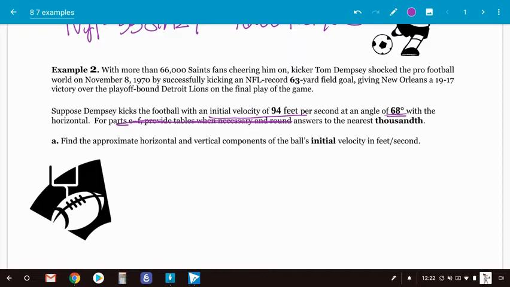So then it says provide tables. We're not going to provide tables. I can show you how to make tables on your calculator, I just don't usually use them. So it says find the initial velocity is where we're starting.